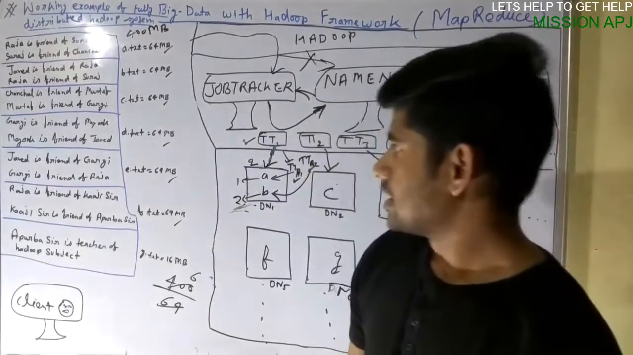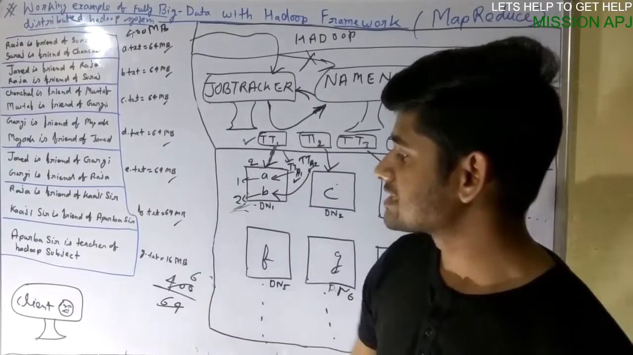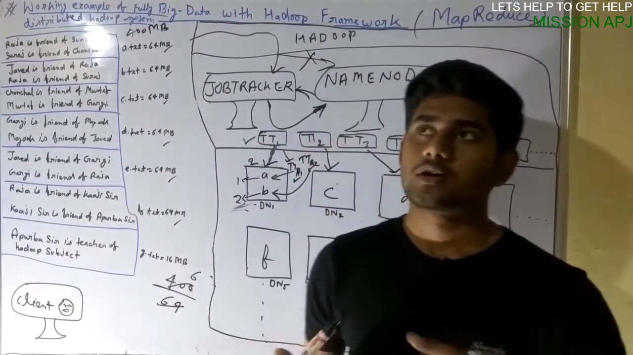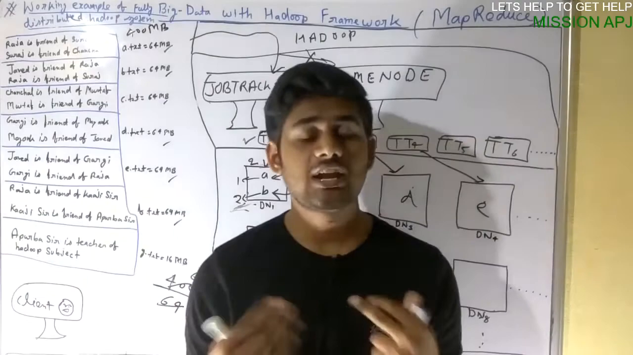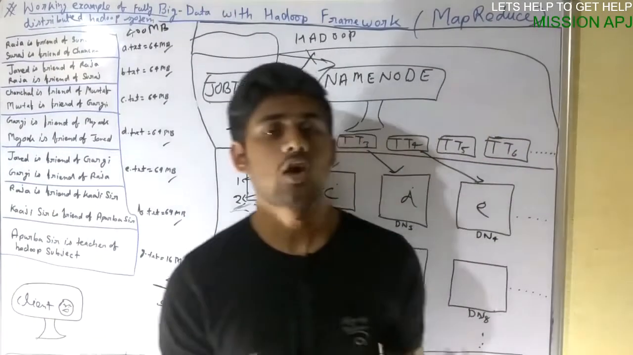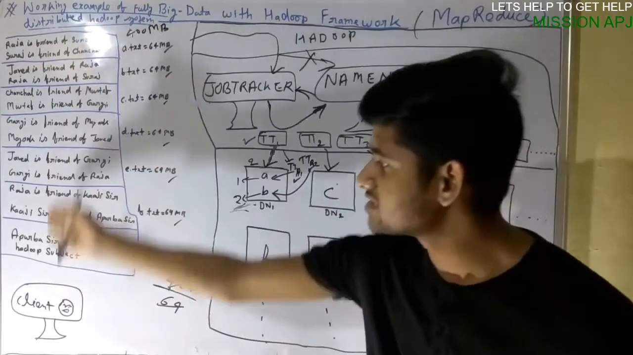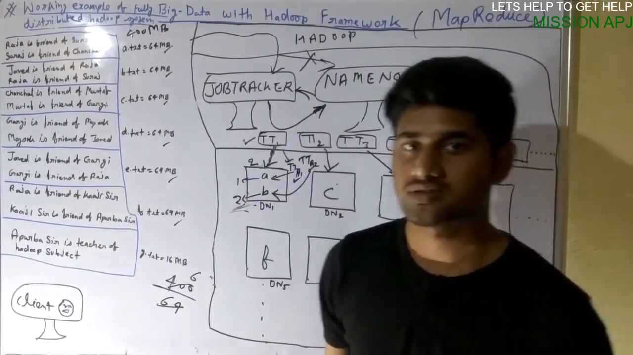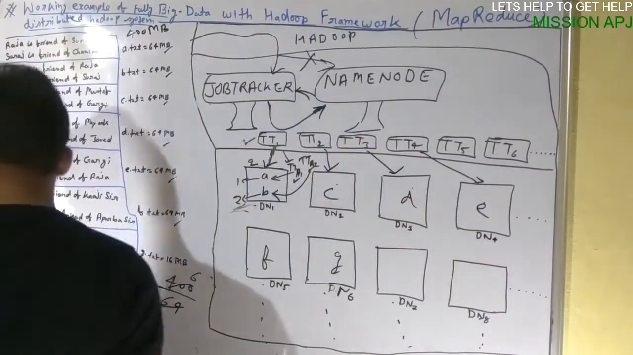So suppose this client is sending a query, and the query is nothing but to count the total number of times a different word has appeared in this data. As you can see, there are lots of different words. Let me read it to you first.